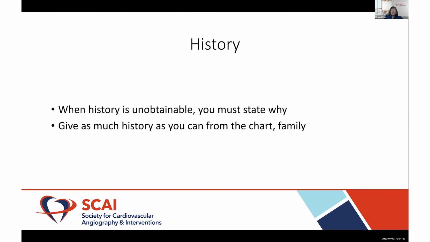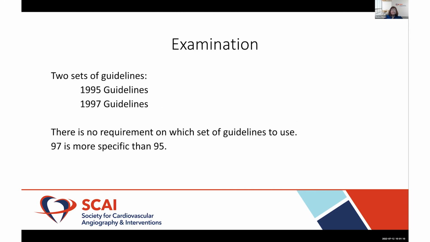When history is unobtainable, the guidelines allow for this, but the note must state why and give as much history as available from other sources. There are 2 different sets of guidelines for examination, 1995 and 1997. Either set may be used. 1997 is more specific than 1995.